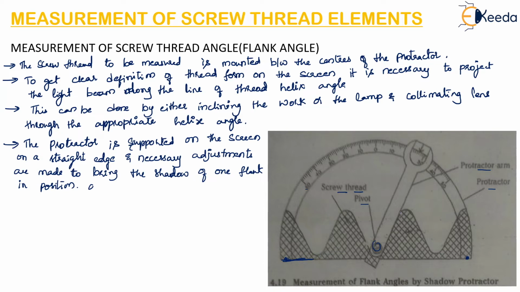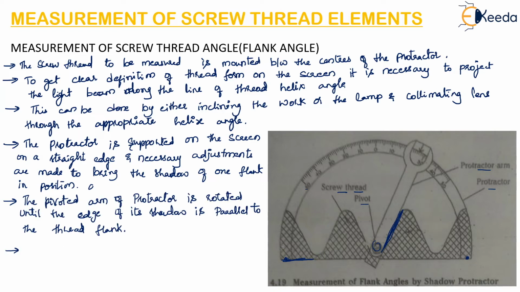So here, this is the edge of the shadow of the flank, and it has to be parallel to the flank or the thread flank. So this arm must be rotated such that its edge will become parallel to the flank edge. Then the first reading on this protractor scale is taken.